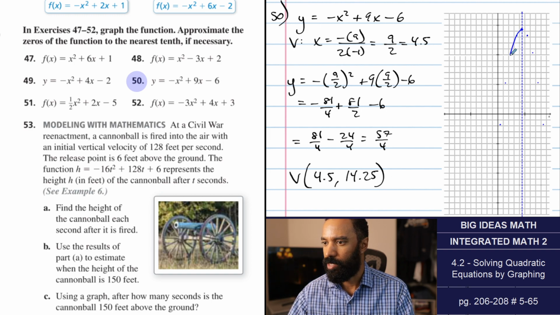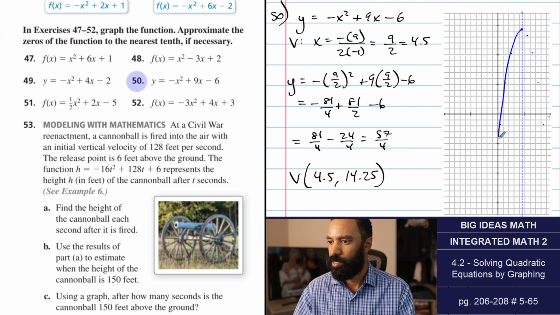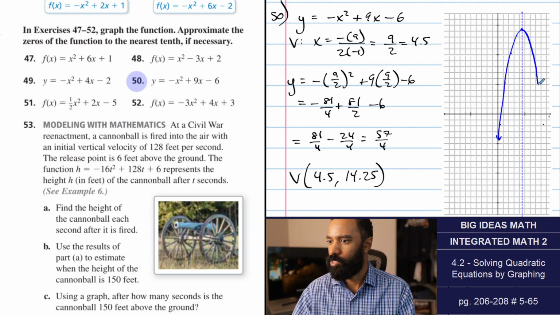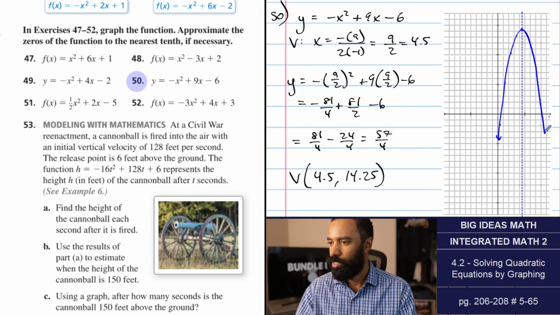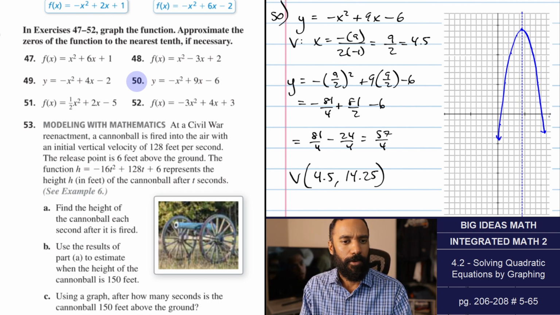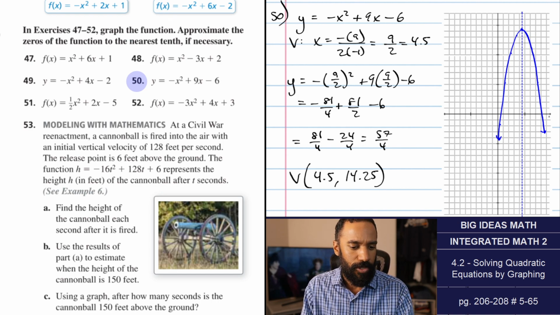So I'm just going to go and do that. Looks like it's going to cross somewhere between 0 and 1, and somewhere between 8 and 9, if I did that right. Somewhere between 0 and 1, somewhere between 8 and 9. So let's go to the graphing calculator and look at what that's going to look like.